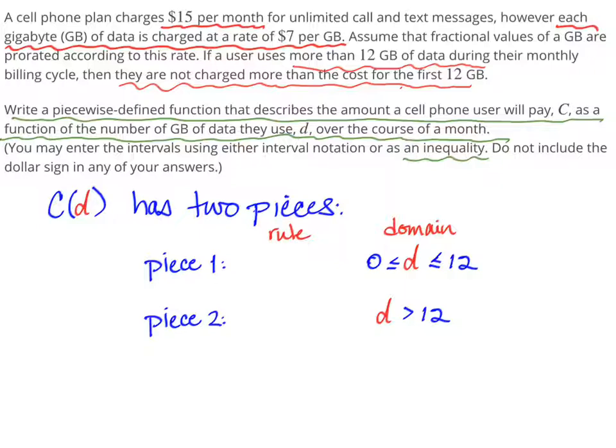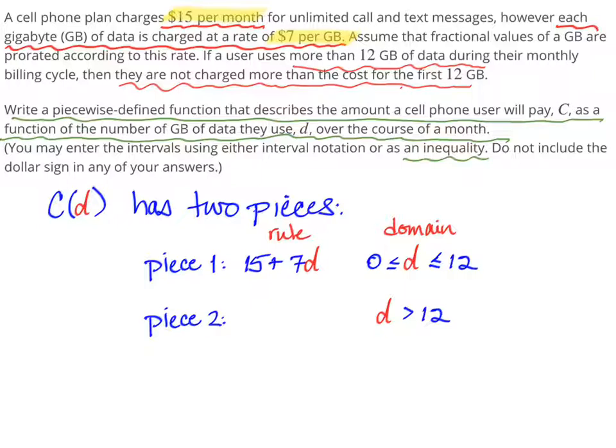So now what are the rules that apply to each of these pieces? Each piece gets its own rule. So the first piece, the D between 0 and 12, that is going to be $15 a month, that flat fee, plus $7 per gigabyte. And remember, D is the number of gigabytes, so $7 per gigabyte means 7 times D. So the rule is 15 plus 7D. That's the first 12 gigabytes.